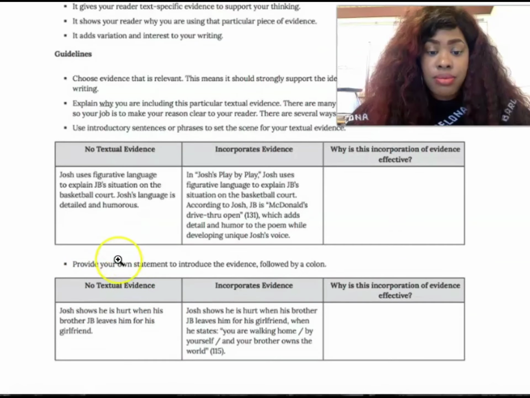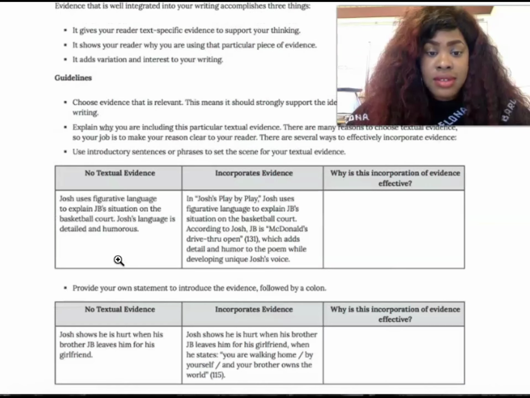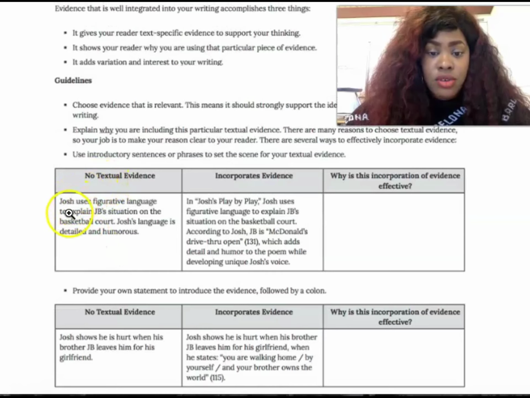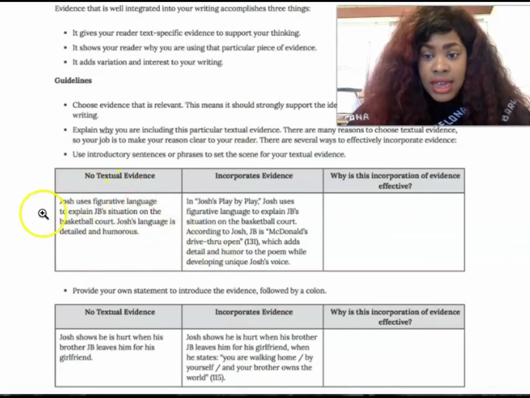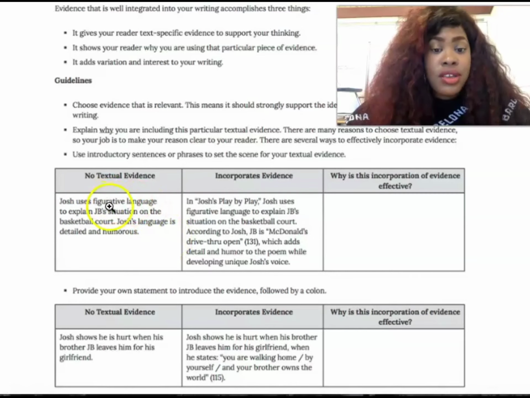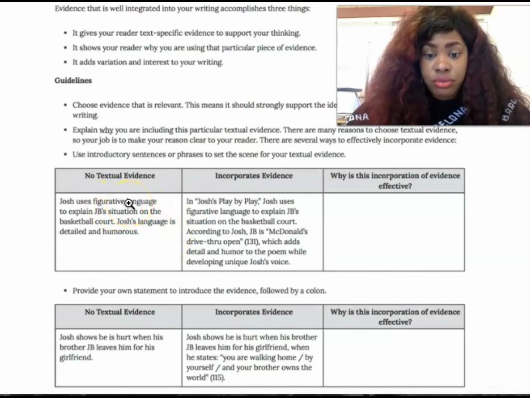So here we have some examples. So here it says, Josh uses figurative language to explain JB's situation on the basketball court. Josh's language is detailed and humorous. But I didn't tell you where I got this information or where I came to this conclusion. Where is the figurative language?